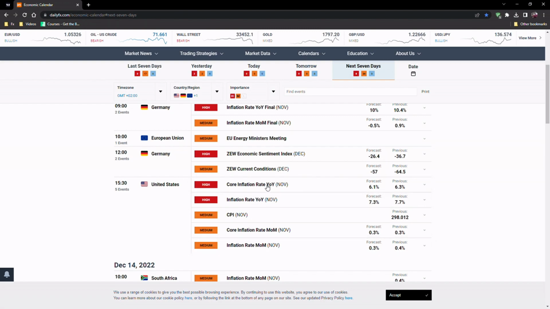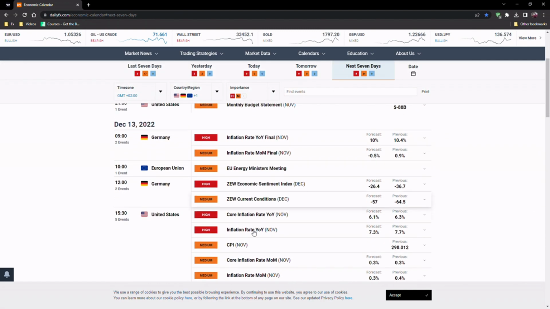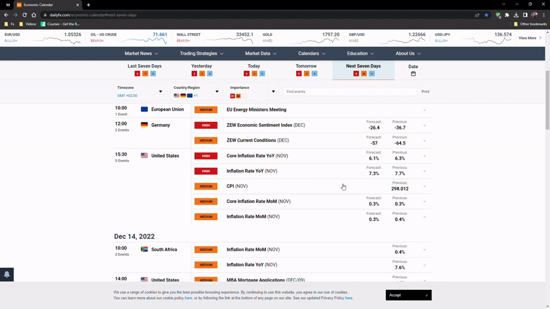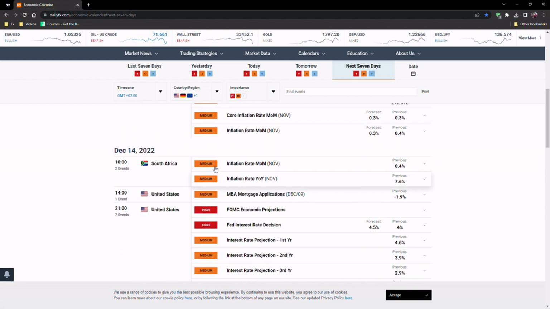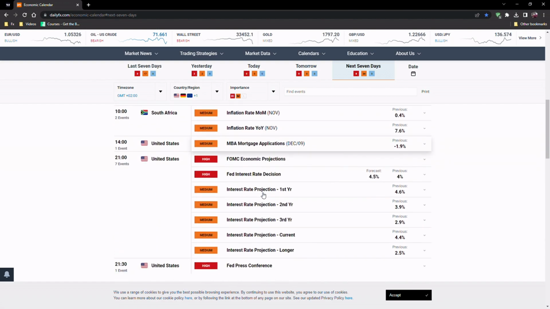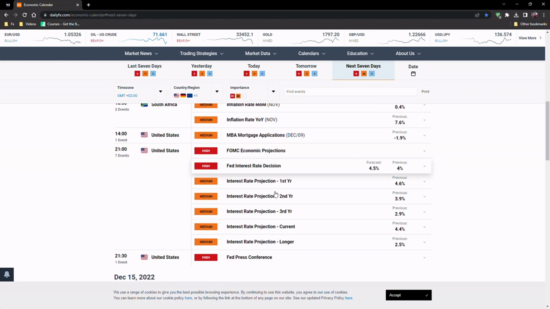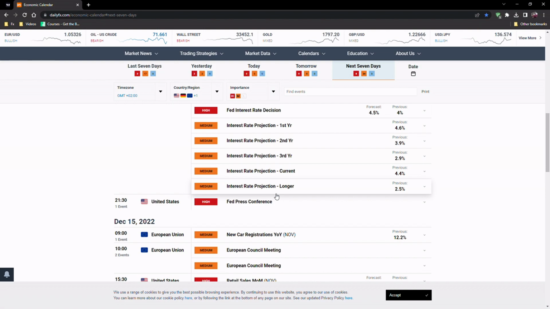This is still on Tuesday for US 30 and US 100. Those will definitely have an impact, so we'll be on the lookout for those. On Thursday we have the Fed interest rate decision and the economic projection. Again, this will definitely have an impact.